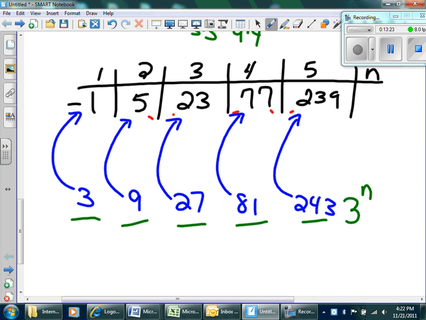Well, I know 27 minus 4 is 23. 9 minus 4 is 5. I also know that 81 minus 4 is 77. If I check 3 of them, I'll be right on like 98% of them. It's only a rare time I have to go 4 or 5. But you can check them. It will end up being -4 in every single one. I take my 3 to the power n, and I subtract 4 from it.